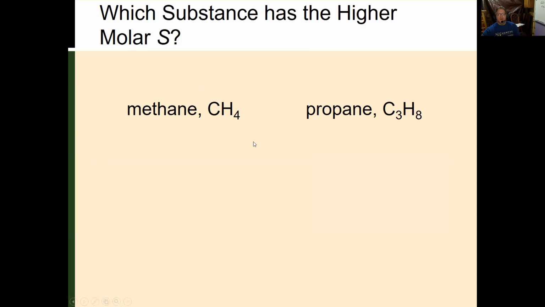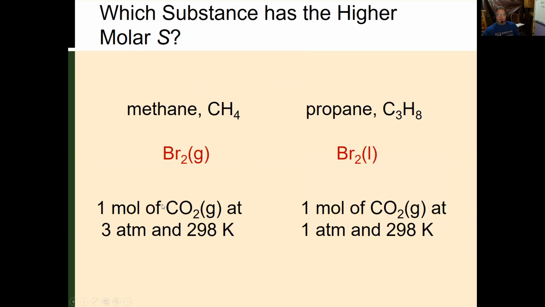So we can take a look. Now, which of these two is going to have the higher molar entropy? This is a more complex molecule. Propane is going to have the higher one. With bromine gas and bromine liquid, the gas is going to have the higher entropy, okay? If I take a mole of CO2 at 3 atmospheres and a mole of CO2 at 1 atmosphere, this one is going to be at a much lower volume. This one is going to be at a higher volume, so this will have the greater entropy.